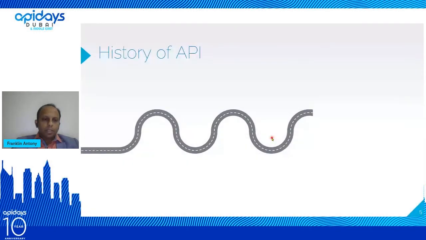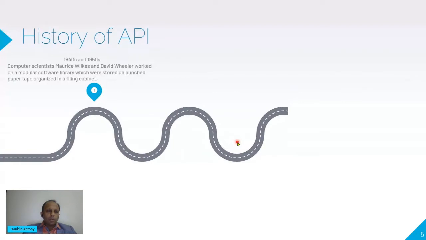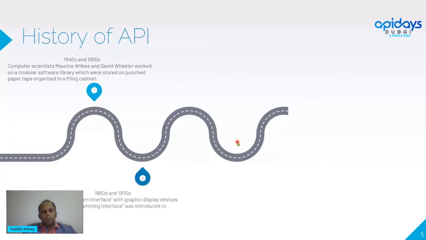Back in the 1940s to 50s, there were scientists Morris and David who contributed to probably the initiation of APIs. They brought out something called punched paper tape that was organized in filing cabinets, and they would replay these paper tapes to give us the feeling of what we have today as an API catalog. Later in the 60s, the concept of an application program interface and a programming interface was introduced to network devices and databases. And slowly, the need for standardizing what an API is, or giving it a definition, came into play.